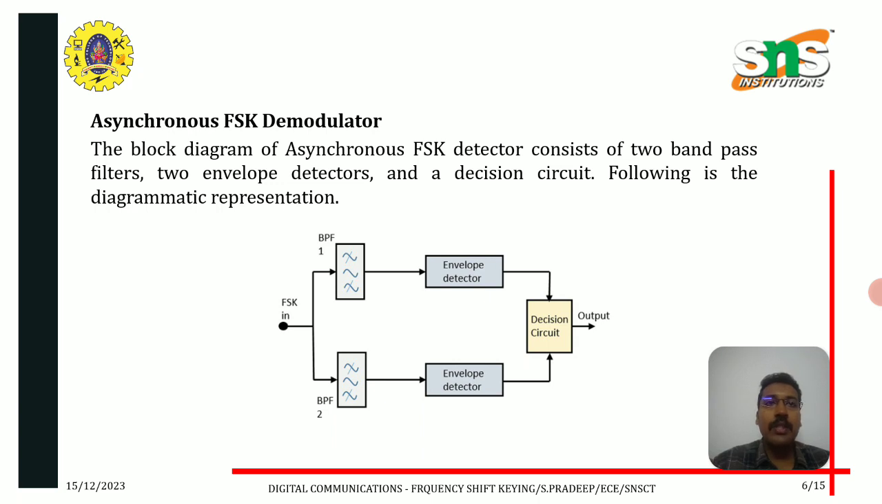This block diagram shows the asynchronous FSK demodulator. The asynchronous FSK detector consists of two band pass filters, two envelope detectors, and a decision circuit. Following is the diagrammatic representation.